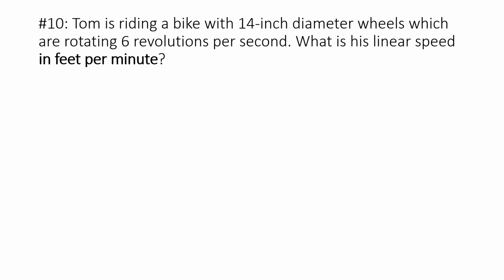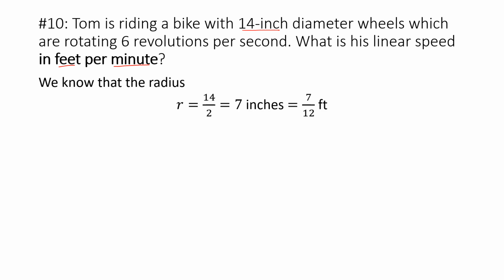Okay, practice number 18. Tom is riding a bike with a 14 inches diameter wheel, which is rotating 6 revolutions per second. What is his linear speed in feet per minute? Okay, so the unit has to be feet for distance, and minute for time. First, the diameter is 14 inch, which means the radius is 14 inches over 2, 7 inches. But we have to change to feet. So we divide by 12, 7 over 12 feet. This is my radius.